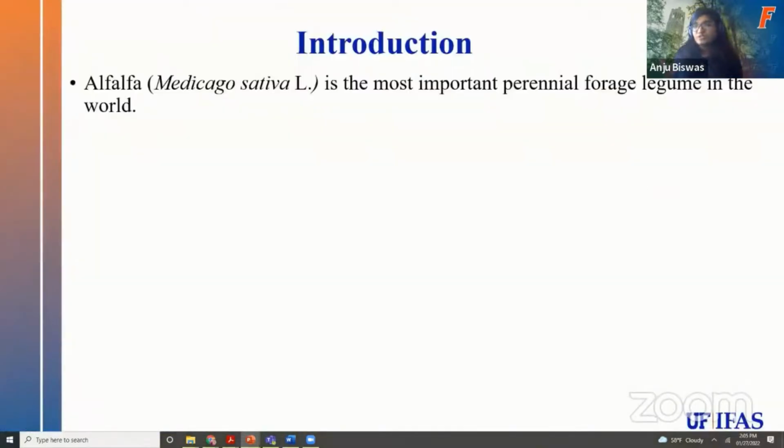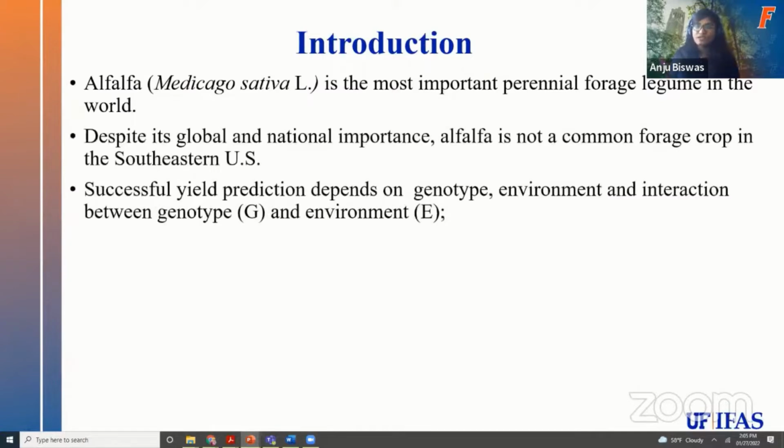So let me introduce you to alfalfa. What is alfalfa? It's a perennial forage legume, and it's the most important forage legume crop in the world. But despite its global and national importance, alfalfa is not a common forage legume in the southeastern part of the US, particularly in Florida.